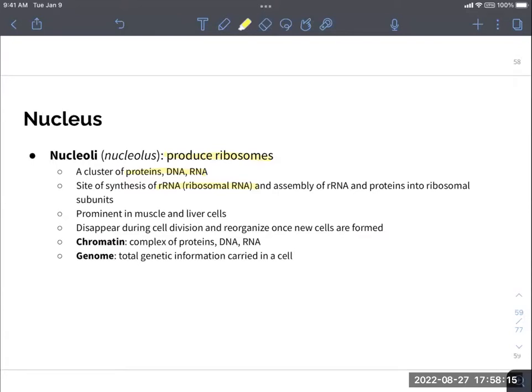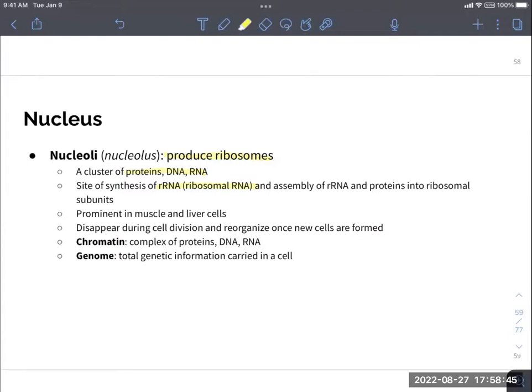We have a lot of nucleoli in muscle and liver cells because they need a lot of ribosomes to perform their jobs correctly. As the cell is getting ready to divide through cell division, the nucleolus actually disappears. And then it forms again when the new cells are formed.